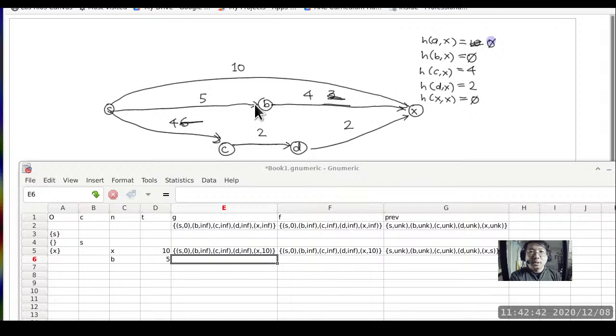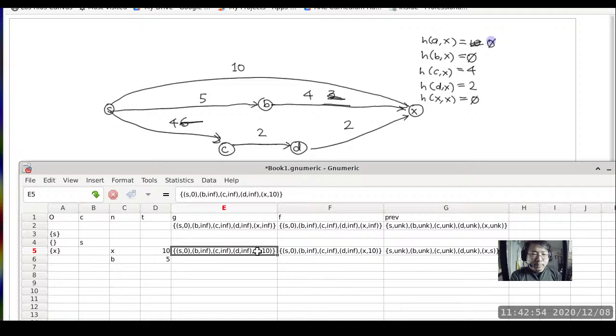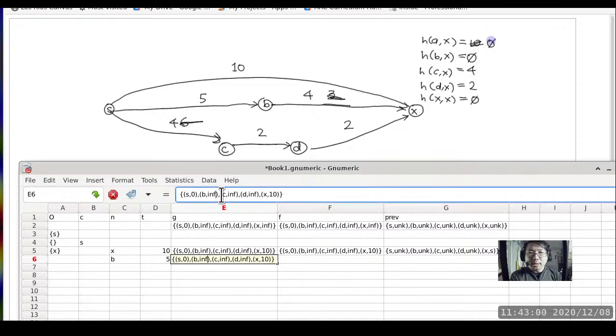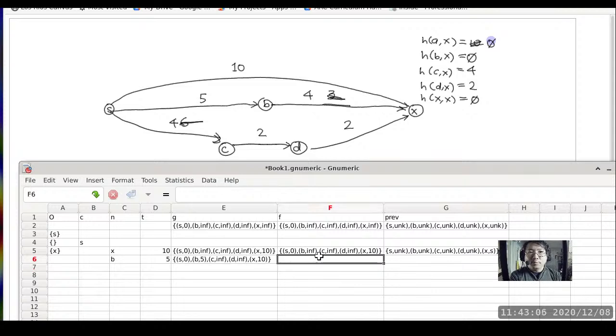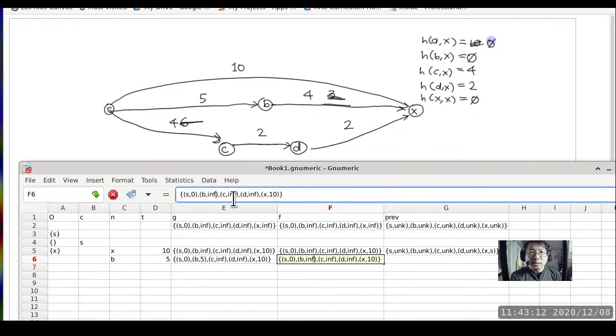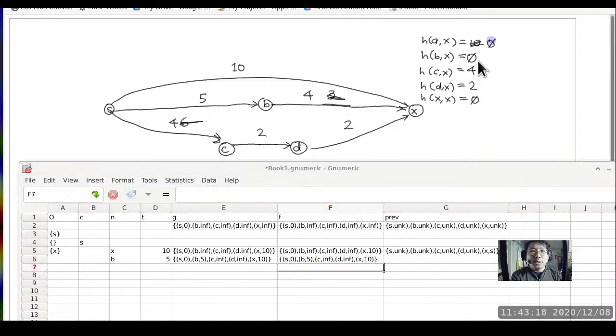T is 5 because the g value of S is 0, and then the edge from S to B has a distance of 5. So the sum of those two is 5. That means we just found a shorter path from the starting point to vertex B in this case. Let's go ahead and update that. So now we have the g value being 5. And we also need to update the f value. The f value in this case is 5 as well because h of B is 0. I chose it to be 0 to misguide the A star algorithm. So that was intentional.